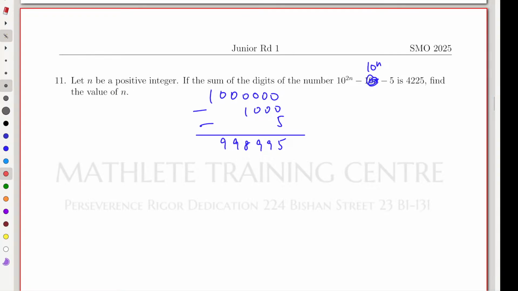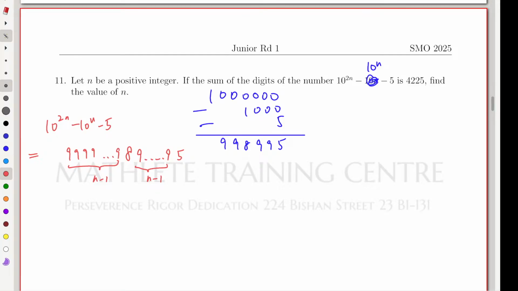So now that you have a good idea what kind of number this is, you can continue on. If you imagine that you have 10 to the power of 2n minus 10 to the power of n minus 5, then you're going to have 2n digits, out of which a bunch of them will be 9, exactly n minus 1 of them. Then you follow up with an 8, followed by another bunch of 9s, exactly n minus 1 again, and then you have a 5 at the back.